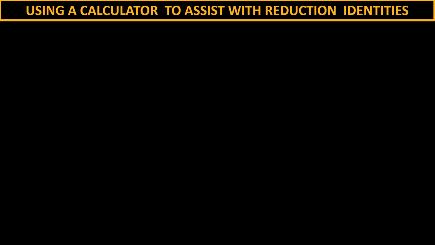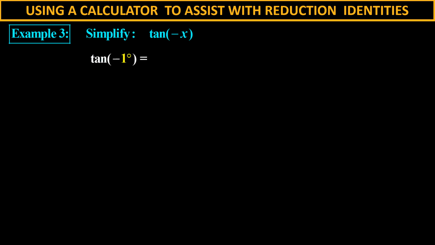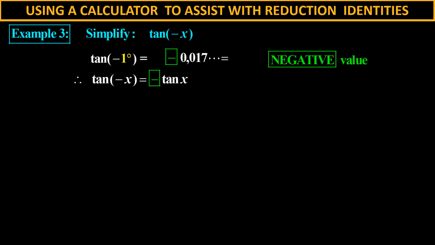Now let's look at some more examples. Simplify tan of negative x. So we enter tan of negative 1, and you see the output on the calculator tells you it's negative. So tan of negative x is just negative tan of x.